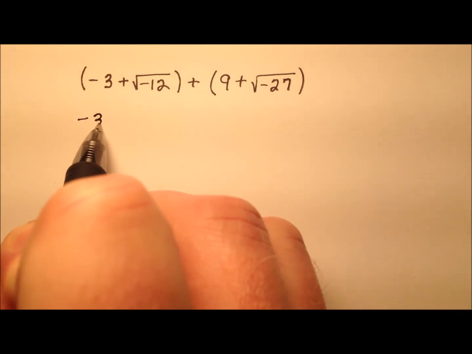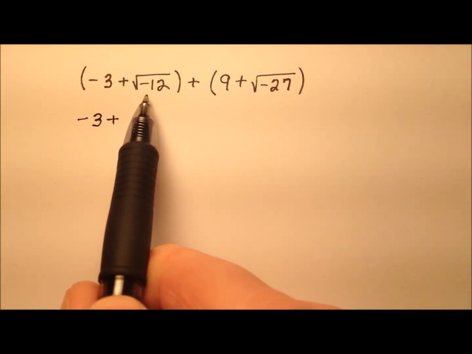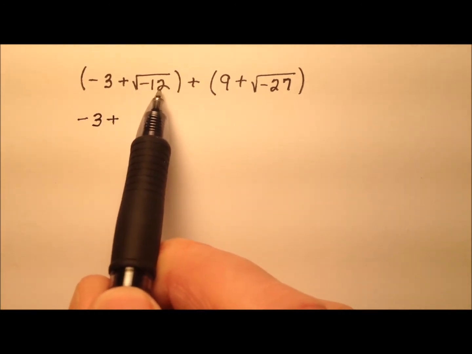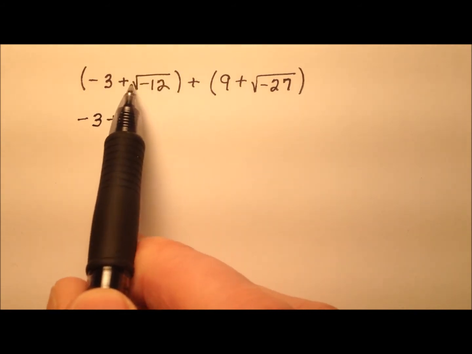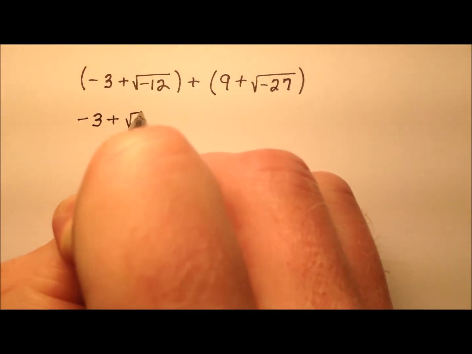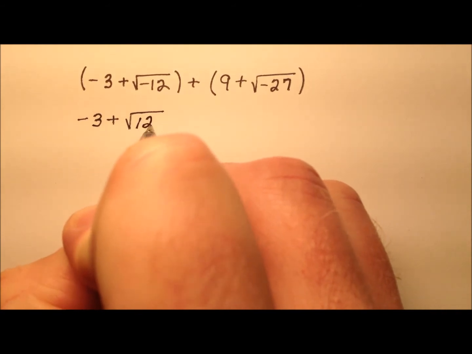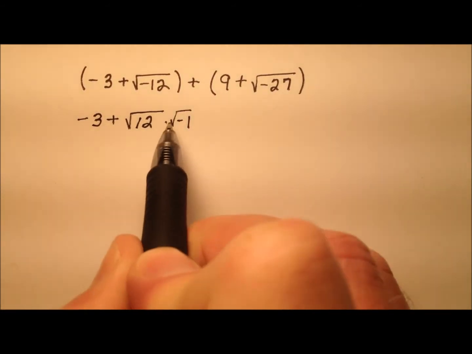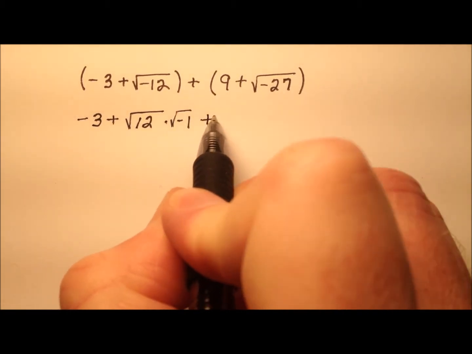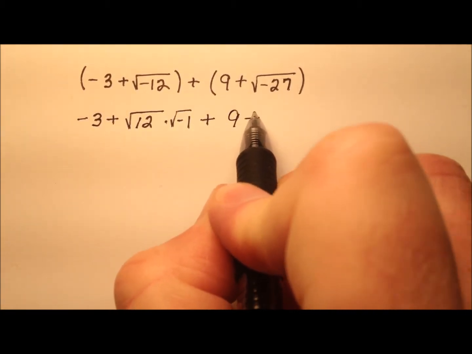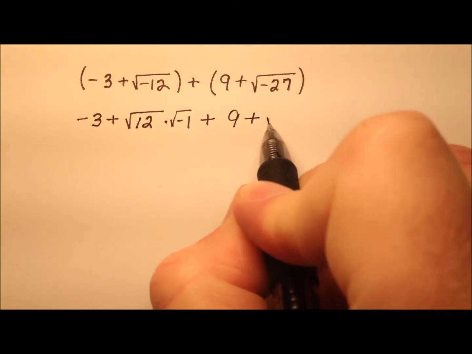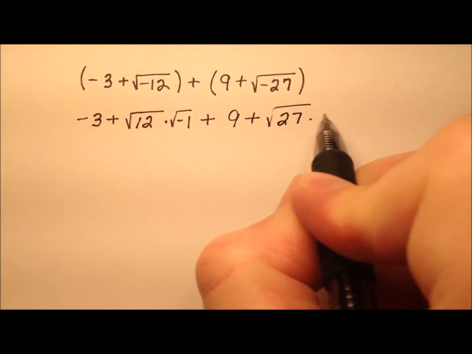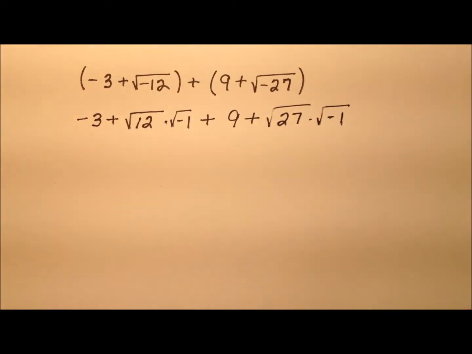So we have negative 3 plus the square root of a negative 12. Okay, so let's go ahead and divide this radical up. So we're going to have a product here. It's the square root of 12 times the square root of negative 1. Okay, and now let's go ahead and do that for the second one. Plus 9 plus, and it's going to be the square root of 27 times the square root of negative 1.